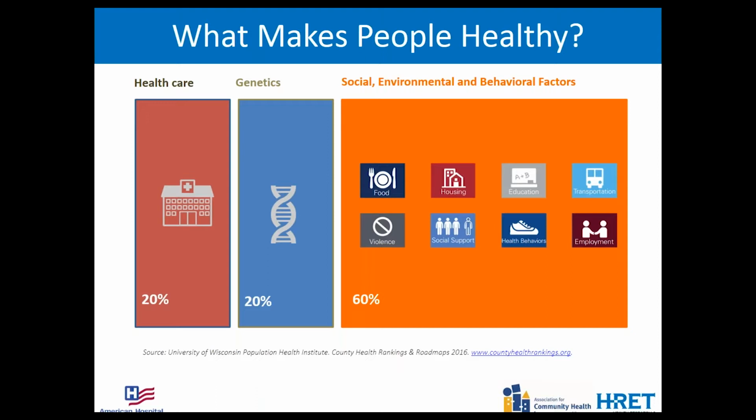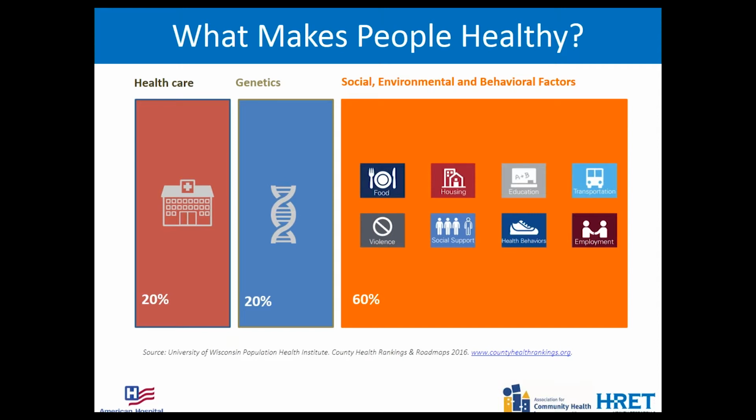Research shows that really only 20% of health can be attributed to health care. The rest of it comes from factors outside of hospital and clinic walls. About 20% of that comes from genetics, and the other 60% are the social, environmental, and behavioral determinants of health. So if we're thinking holistically about how to address health improvement, it becomes the hospital and health system's responsibility to start thinking about those determinants.